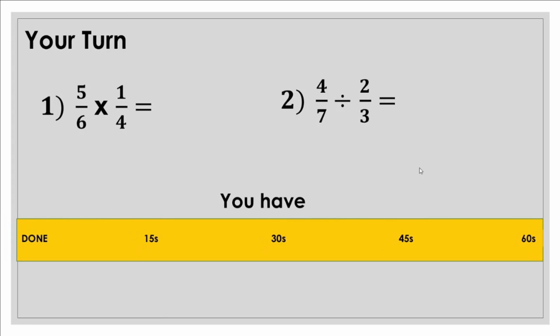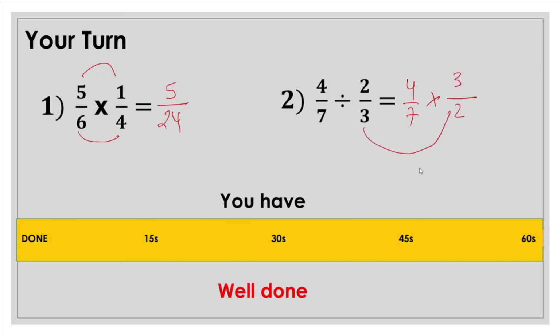Done. Thank you very much for trying this, and well done. So what we do here is quite easy. We multiply 5 by 1, which is 5, and then 6 by 4, which is 24. And this is the result of the multiplication. In this case, we keep 4 over 7, then we multiply by the inverse of the second one, which will be 3 over 2, and the result is 12 over 14, and this can be simplified by dividing by 2 both the numerator and the denominator, which gives us 6 over 7. So we just divide by 2 and then by 2 to get this one.